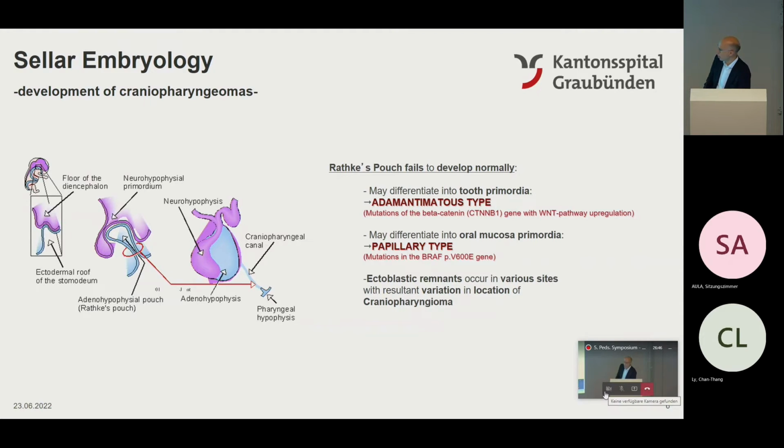There are two types of craniopharyngioma: the adamantinomatous type and the papillary type. This type occurs in all age groups, and this type more in the elderly. Gene disturbances are described for both types. They can also occur basically everywhere, or in the sellar region, not just in this duct. So the tumor can also be ectopic or in other sites.